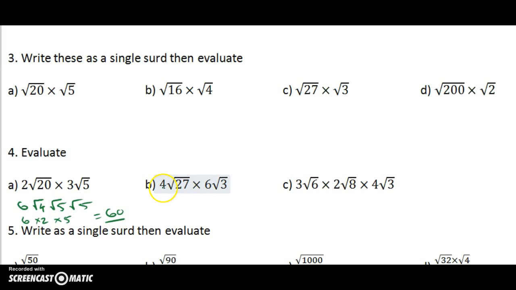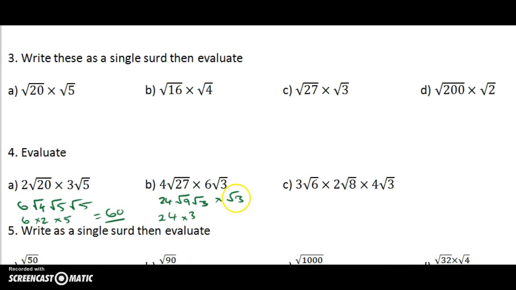Got something a little bit more complicated. 4 times 6 is 24. The square root of 27 is the square root of 9 times the square root of 3. And we've got the square root of 3 again. So we've got 24 times 3.